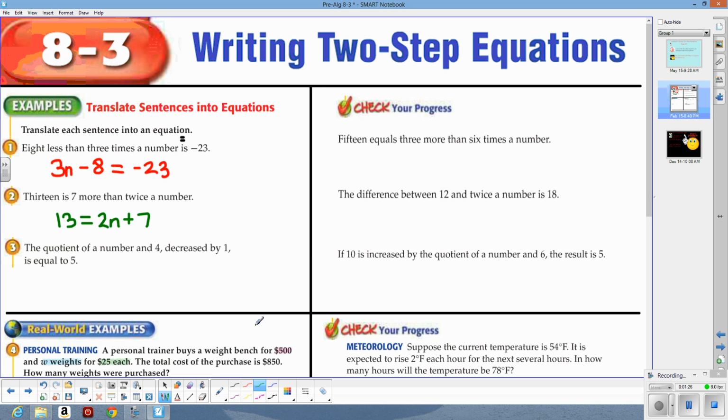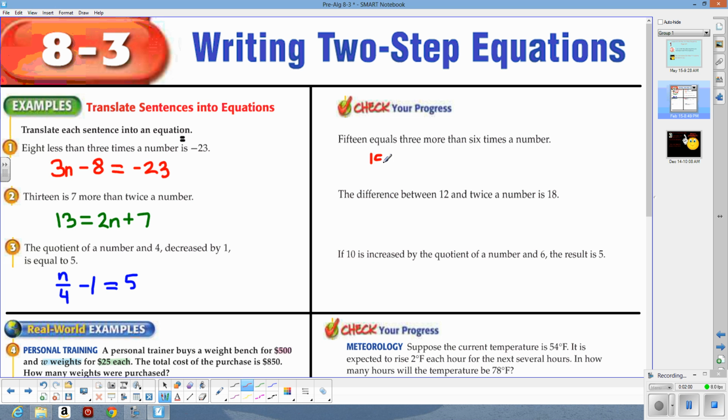And the third one, the quotient of a number and 4 decreased by 1 is equal to 5. Well, quotient means the answer to a division problem. So we're going to divide a number by 4. We can show that like this. So the quotient of a number and 4 decreased by 1 is equal to 5. Now you may want to pause the video and try the next three over here on your own.